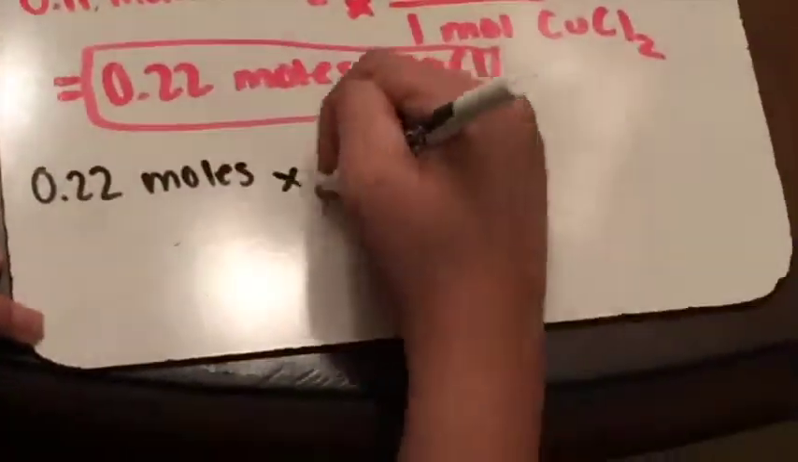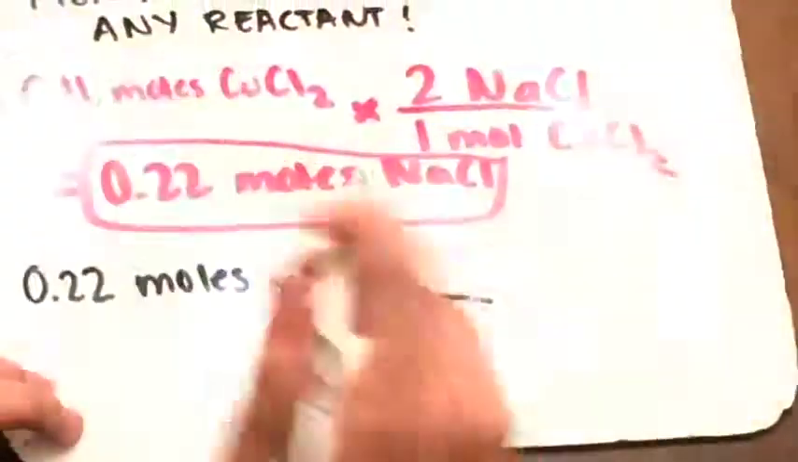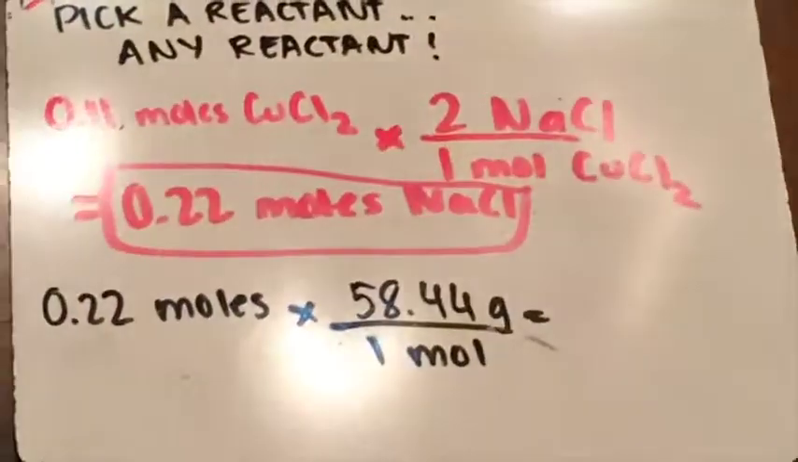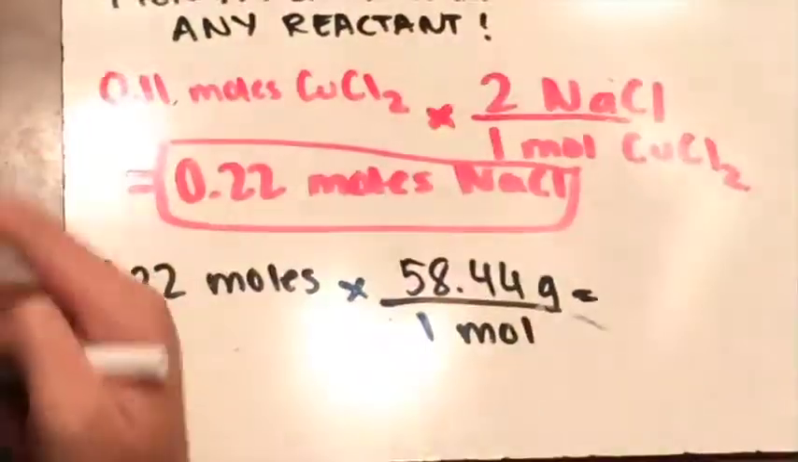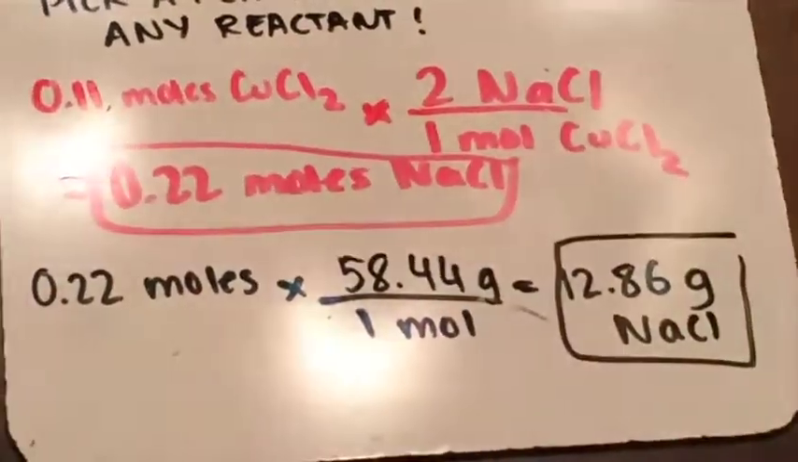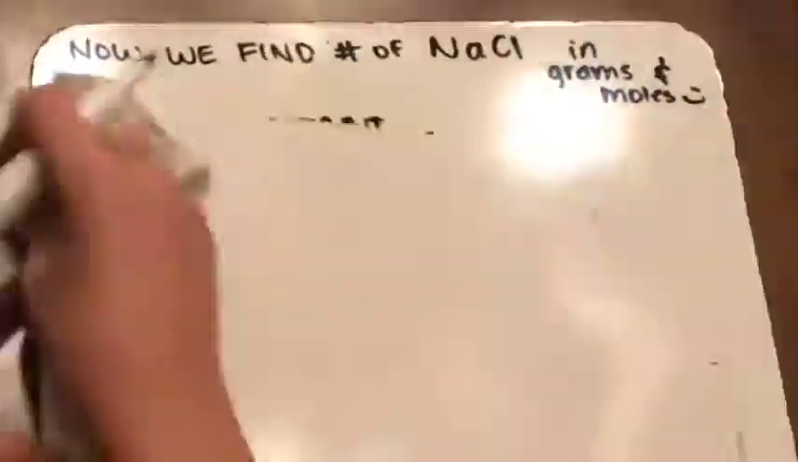So that's 0.22 moles of sodium chloride, and I'm just changing that back to grams. And I'm just using the basic mole to gram conversion to find out that we're going to make 0.22 moles of sodium chloride, or 12.86 grams.